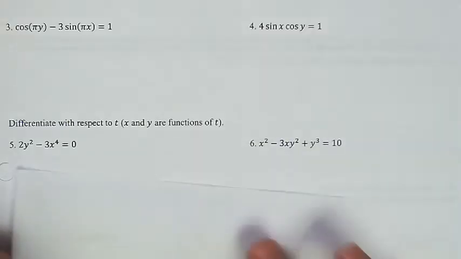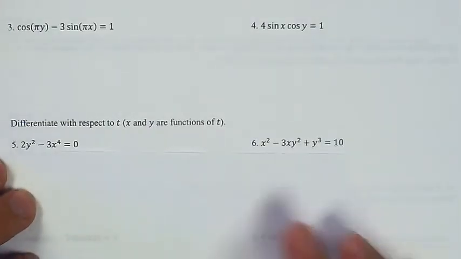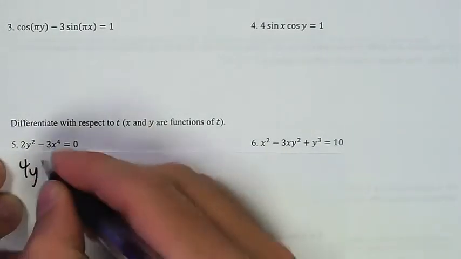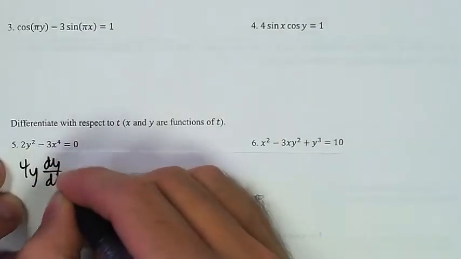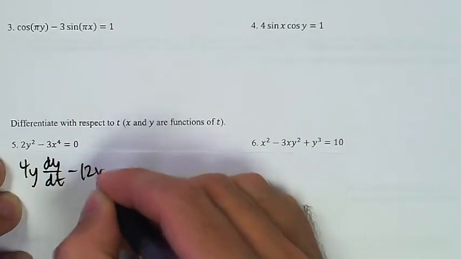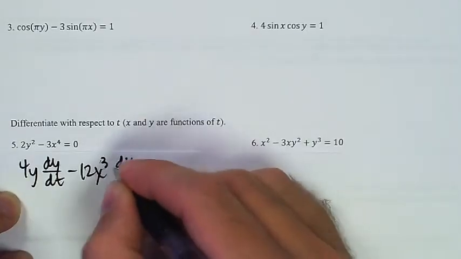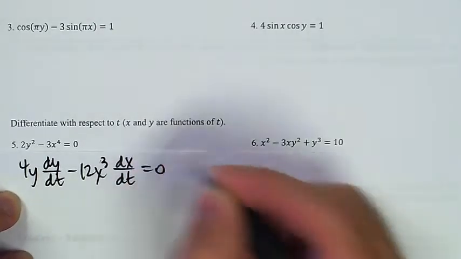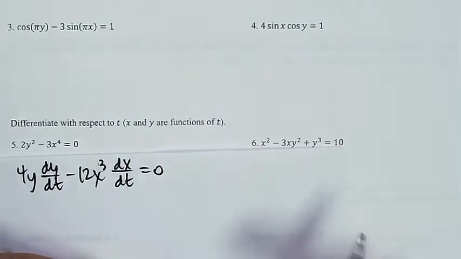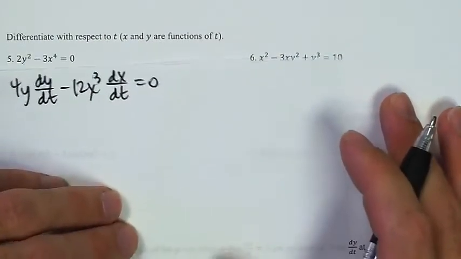Okay. Differentiate with respect to t. x and y are functions of t. All right, this could get annoying. So 4y to the first dy/dt minus 12x to the 3, but now x depends on t, and that's equal to 0. I'll just go a little faster on these.